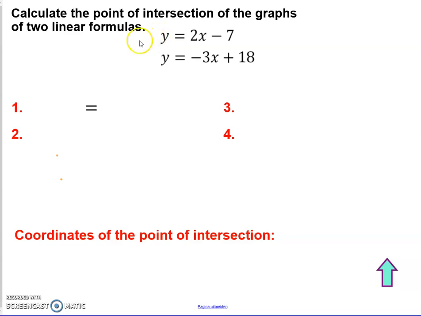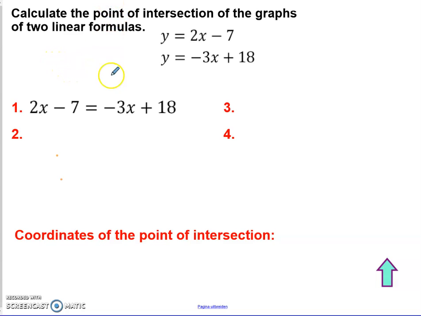So over here are the two linear formulas. And they are formulas because they have two different variables, y and x. We are looking for the point of intersection. So we're looking at the point when those two are equal. So step 1, we equalize. 2x minus 7 is equal to minus 3x plus 18. Now we have an equation, and we can solve this equation by using the balance method.